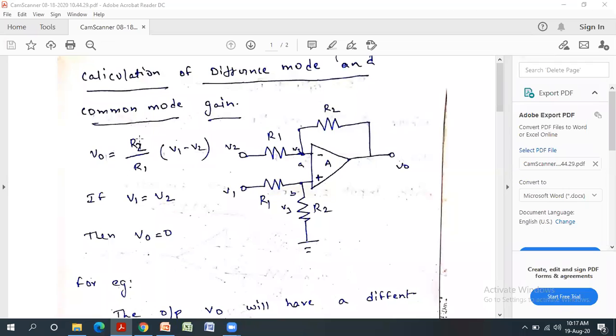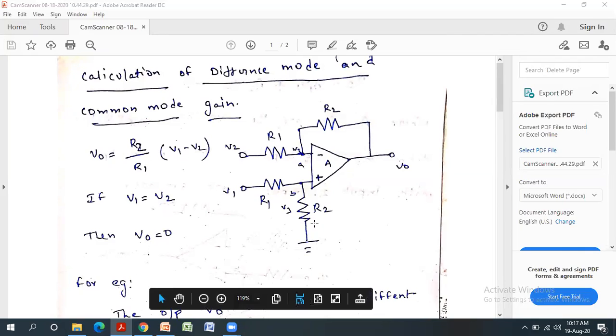At that condition, if we observe the output voltage equation, V0 is equal to R2 by R1 into V1 minus V2. We calculated this equation from yesterday's nodal analysis. So if we substitute V1 equal to V2 in this particular expression, what will happen? V0 will become 0. So this is an ideal condition. This occurs only when the operational amplifier is ideal. This is a very particular condition.